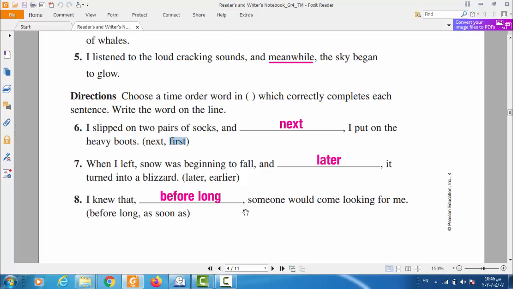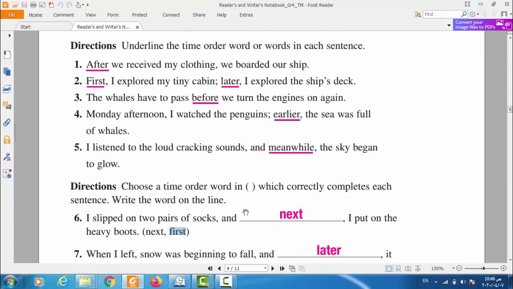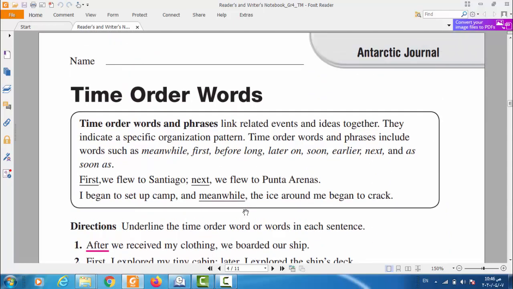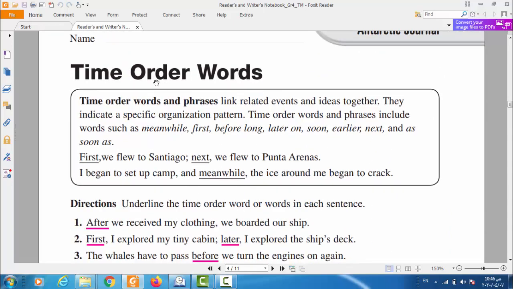This was the last one in today's lesson, guys. And I want you to know that we have only the time ordered words today in the grammar, which we use to link between the events of the sentences. So we use the time ordered words in order to link between the events of the sentences.